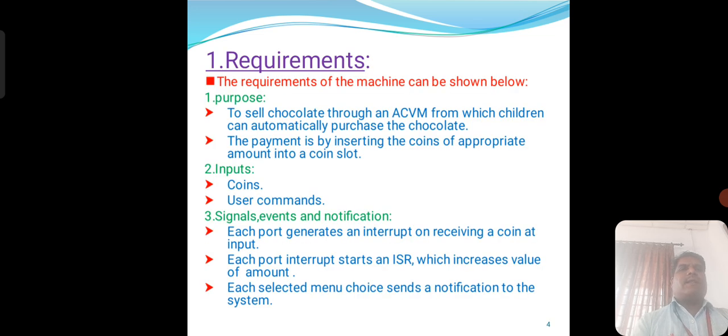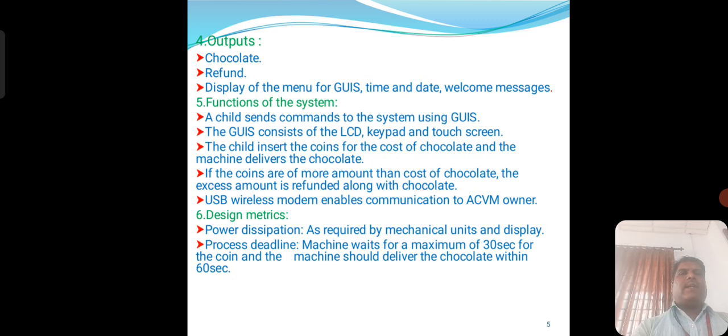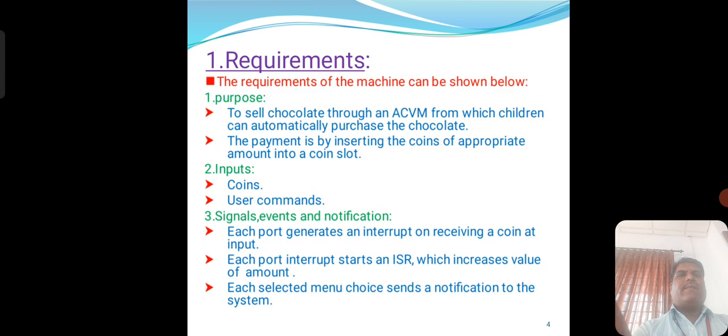So the various requirements of the machine are purpose, inputs, signals, events and notifications, outputs, function of the system, and design metrics. The purpose of this ACVM is to sell chocolates through an automatic vending machine from which children can automatically purchase chocolate. The payment is by inserting coins of the appropriate amount into a coin slot. Inputs: coins and user commands. Signals, events and notifications: each port generates an interrupt on receiving a coin at input.